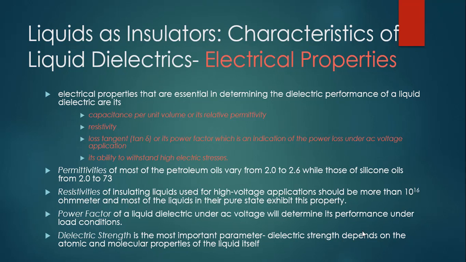Permittivities of most of the petroleum oils vary from 2 to 2.6, while those of the silicon oils vary from 2 to 73. In the case of non-polar liquids, the permittivity is independent of frequency, but in the case of polar liquids such as water, it changes with frequency. For example, the permittivity of water is 78 at 50 Hz and reduces to 5 at 1 MHz.